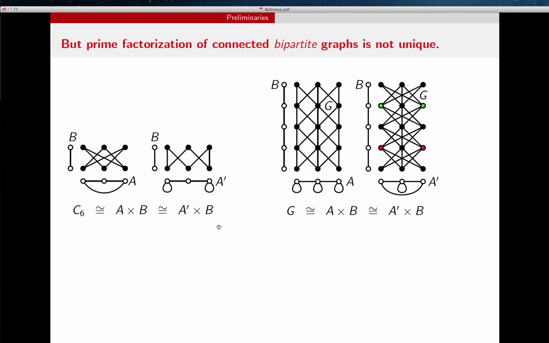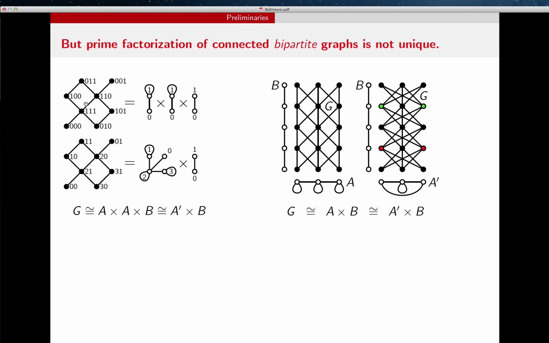Here's another example. Look at this graph G here. It's A times B. And here's the same graph G that's another graph A prime times B. Now, G on the left is isomorphic to G on the right. If you interchange the green vertices and the red vertices on the right, you'll get the graph G on the left. So those two graphs are isomorphic, but they have different prime factorizations.